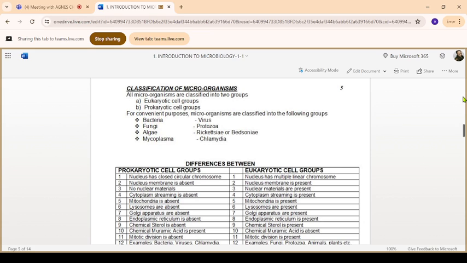Endoplasmic reticulum is absent in prokaryotic cells. Then, in eukaryotic cells, endoplasmic reticulum is present. Number 9, chemical sterol is absent in prokaryotic cells. In eukaryotic cells, chemical sterol is present. Then in prokaryotic cells, number 10, chemical muramic acid is present. Then in eukaryotic cells, chemical muramic acid is absent. Then in prokaryotic cells, mitotic division is absent. In eukaryotic cells, mitotic division is present.